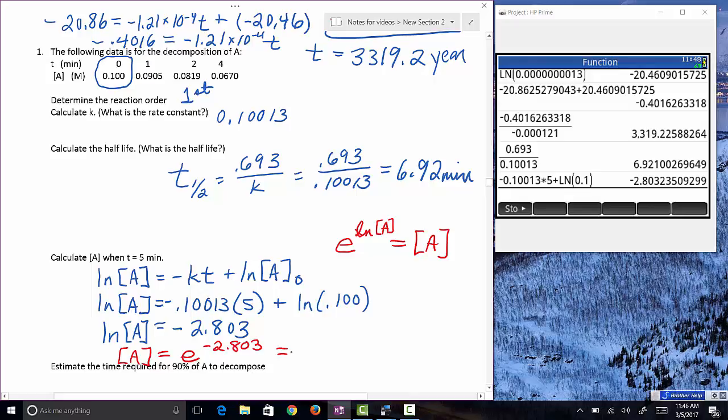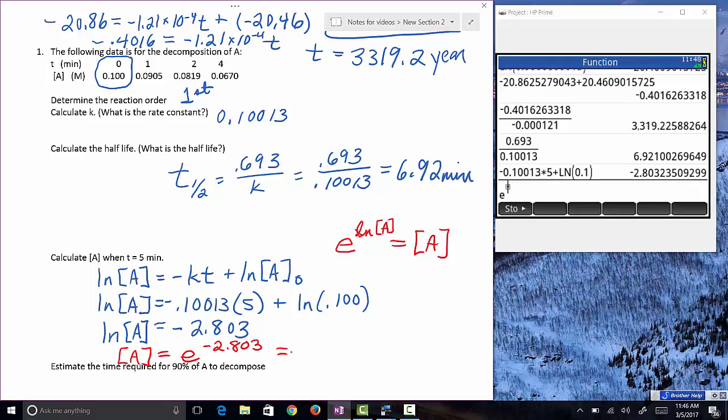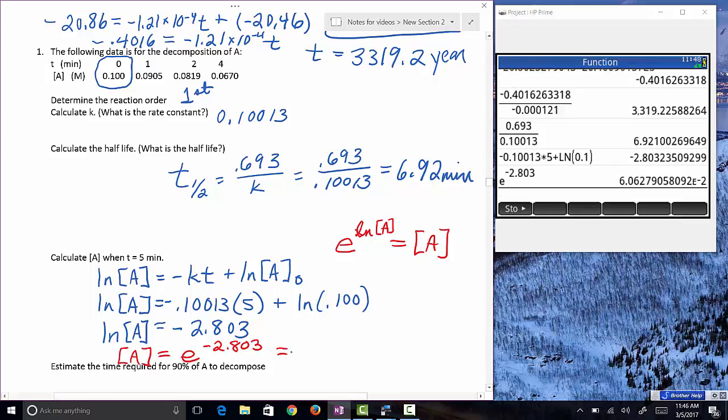All right, and the inverse log, it's the same button. You just use the shift key. If you look, you'll see it's in blue on the natural log key. It says e to the x. So I'm going to do shift e to the x. You see how it pops up like that. Then I'm going to put in negative 2.803 and hit enter. And that is 0.06063, and that's my concentration, which is molarity.